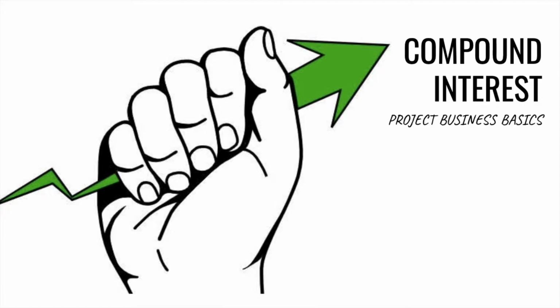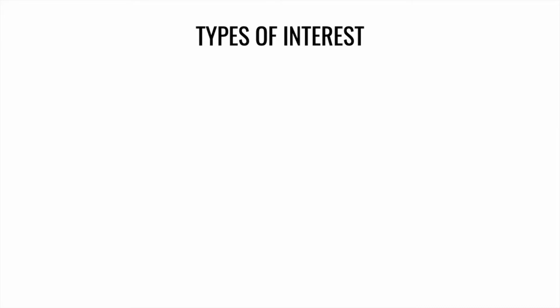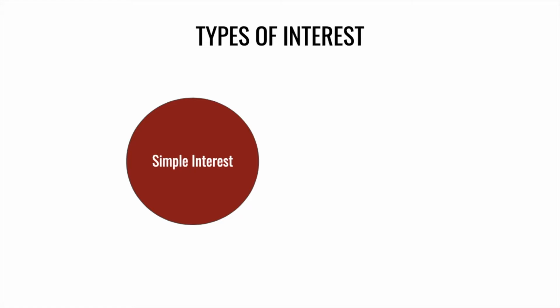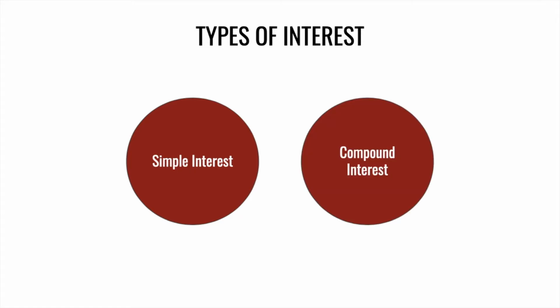Today we're going to be discussing the subject of compound interest. So let's get started. There are two primary types of interest: one, simple interest, and the other, compound interest. Today we're going to be focusing on compound interest. Now you do, however, have to know the difference between simple and compound interest.